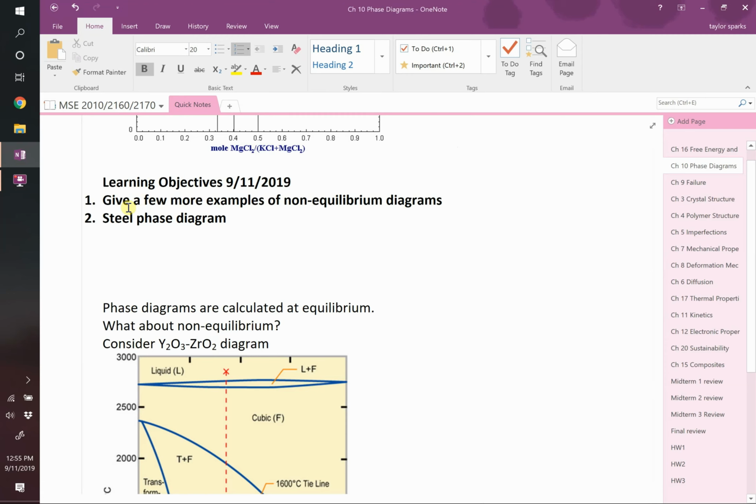Today we are going to finish chapter 10. There's not very much left. We've really only got 2 learning objectives left, and we've kind of already talked about them. One is we're going to say a little bit more about non-equilibrium diagrams. We're going to say a little bit more about steel. We started talking about it. I'm going to formalize that a little bit more. But more than likely, we'll then have a chance to answer broad questions about the stuff we've covered.